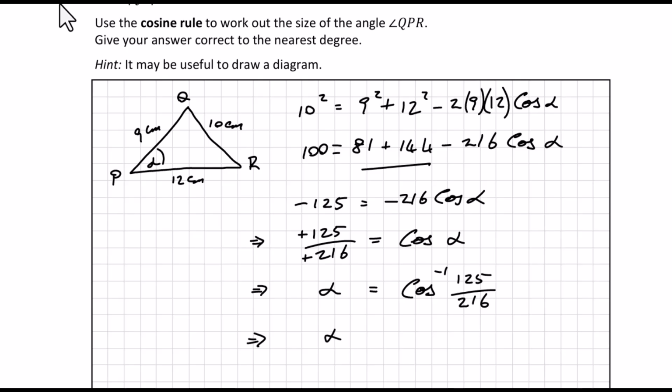That's something you can do on your calculator. You just press shift and cosine, or it depends on what type of calculator you have, but you do cos inverse 125 over 216. What you should get is 54.64058 and so on. We have to give this to the nearest degree. To the nearest degree that would be 54, but the number after the 4 is a 6, so we have to round that up to 55 degrees. That's our alpha.